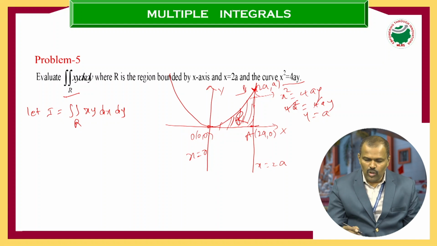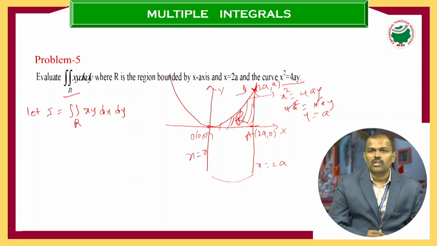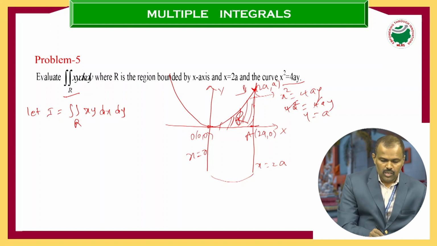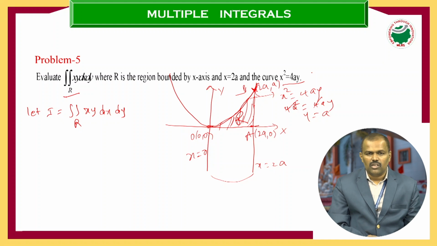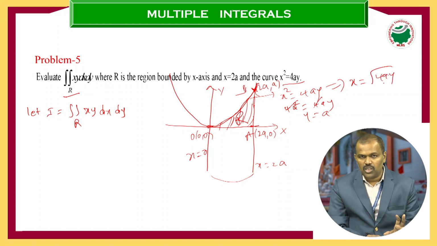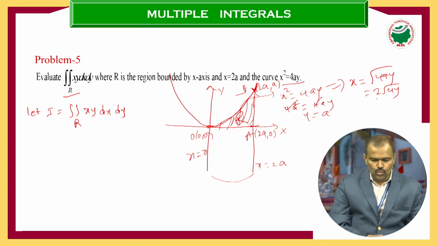Then the y limits. Y limits means vertical. So y is 0 to a. Those are the y limits. So y is equal to 0 to a, and the integrand is xy dx dy. Here it's very clear. After getting the limits, we can easily identify x in terms of y and y constants. First we have to integrate with respect to x, keeping y terms constant, and then with respect to y.